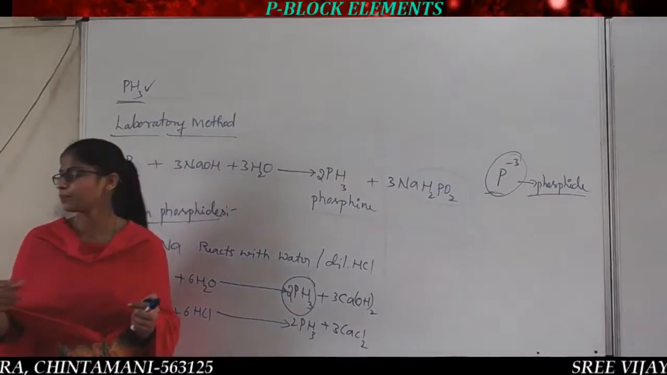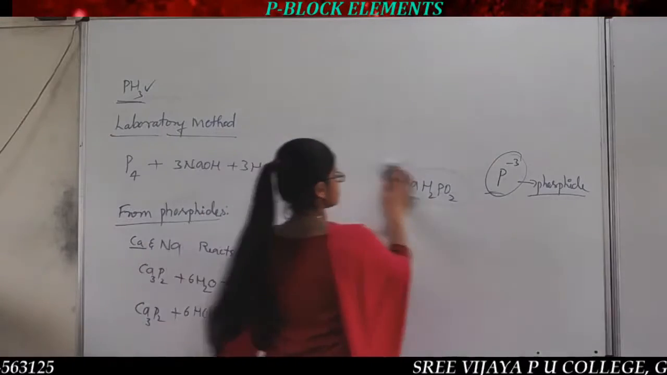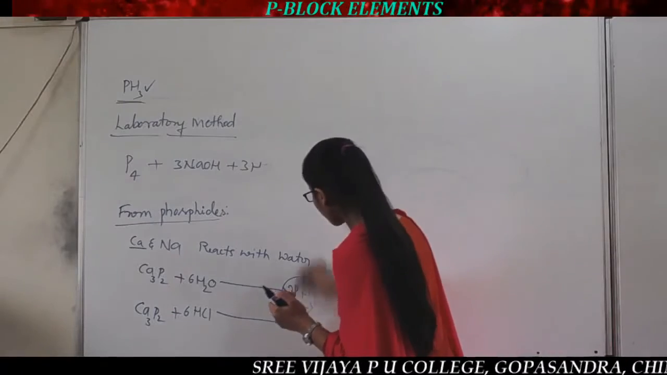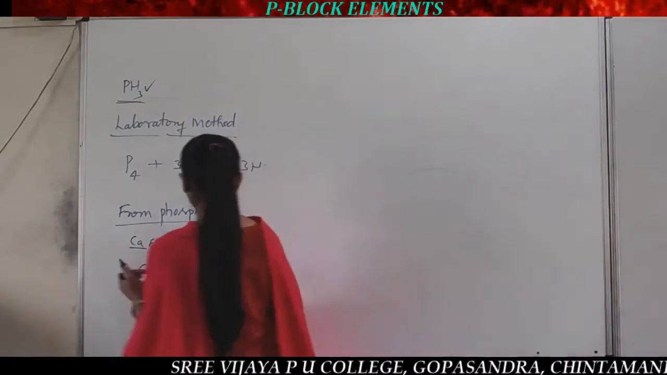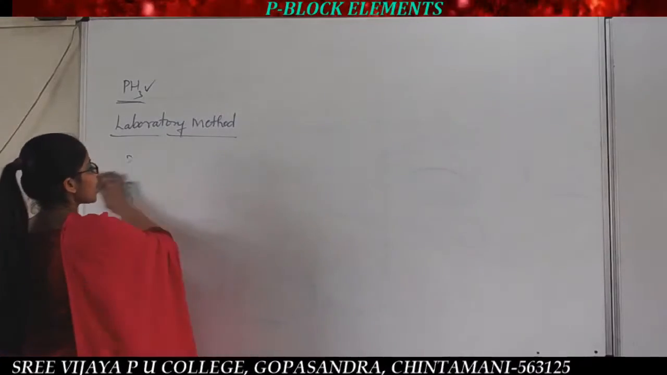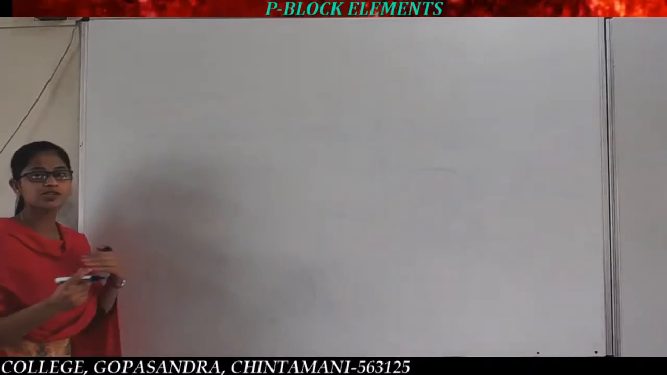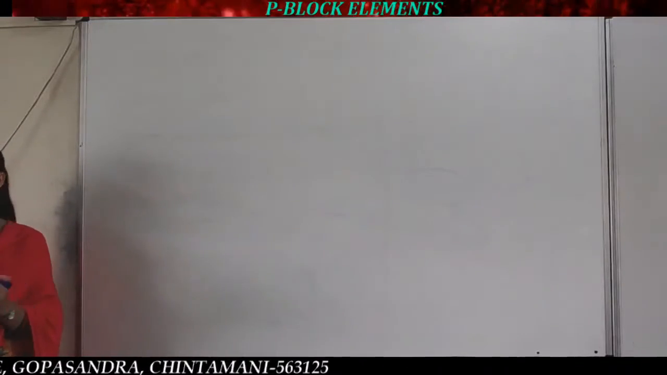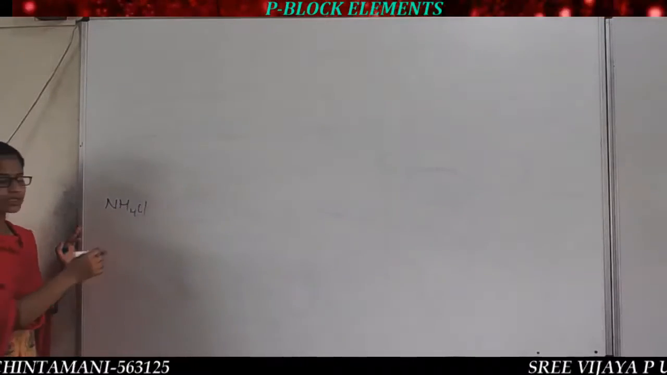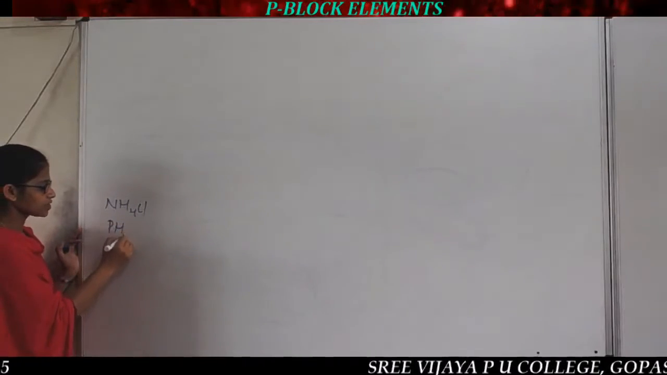The next and last method, we take phosphonium iodide. Phosphonium iodide is one of the compounds. It reacts with KOH, potassium hydroxide, by heating. The formula for phosphonium iodide: like ammonium chloride is NH4Cl, instead of ammonium we have phosphonium iodide. The formula is PH4I.